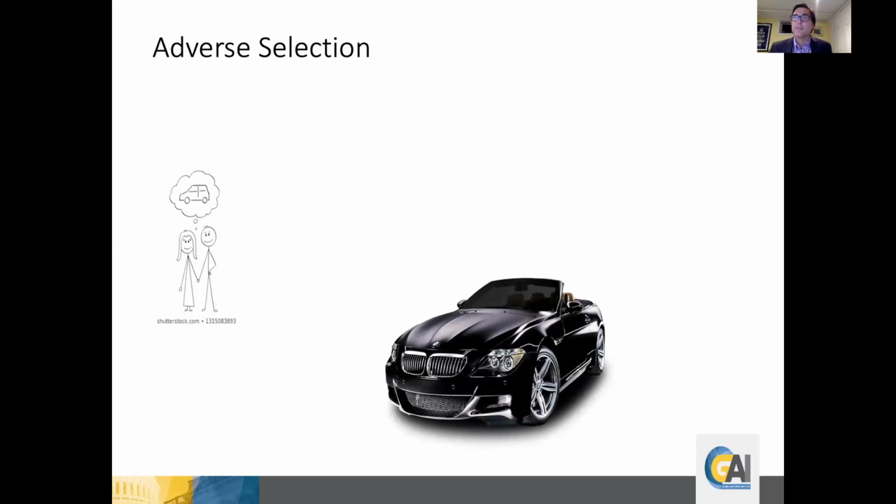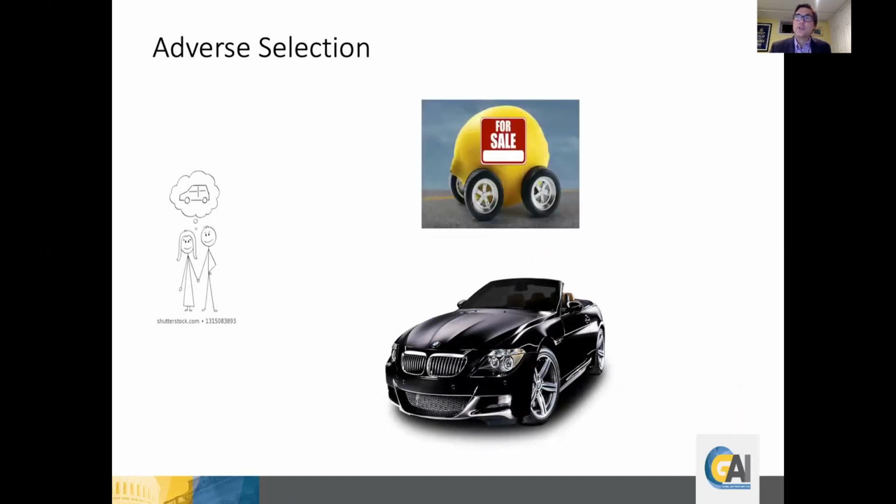This is what they want. What they're concerned about, though, is that they don't know much about cars and they can't figure out by looking at the car at a dealership whether they're actually getting what they want, the nice new BMW convertible, or a lemon. It looks like a BMW on the outside, but in fact, it may have some serious problems. So how do they make their decision?